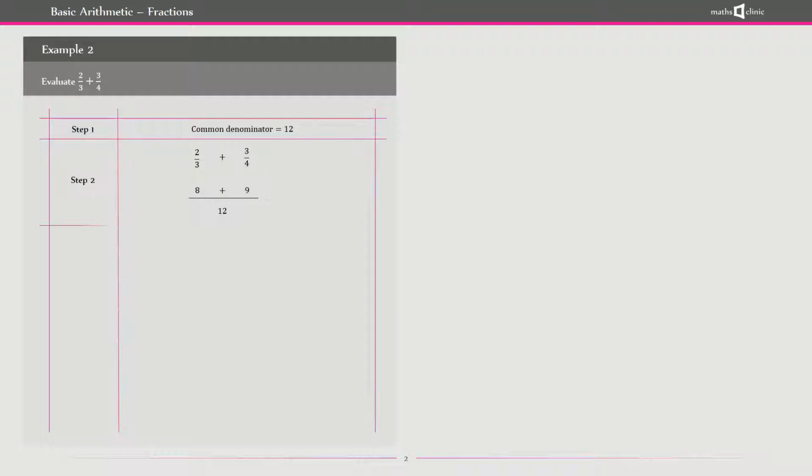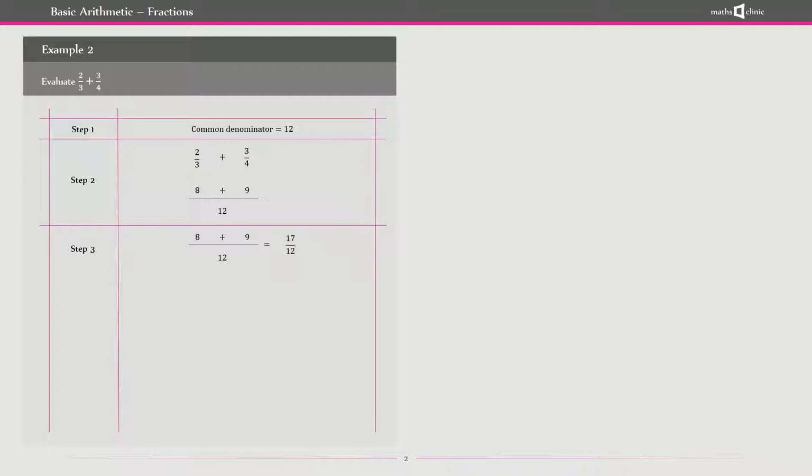Okay, so step 3, we have 8 plus 9 over 12. Basically we just add these up: 8 plus 9 gives us 17 over 12, not 24. Okay, so we have 17 over 12, and now I'm going to introduce the concept of improper fractions.